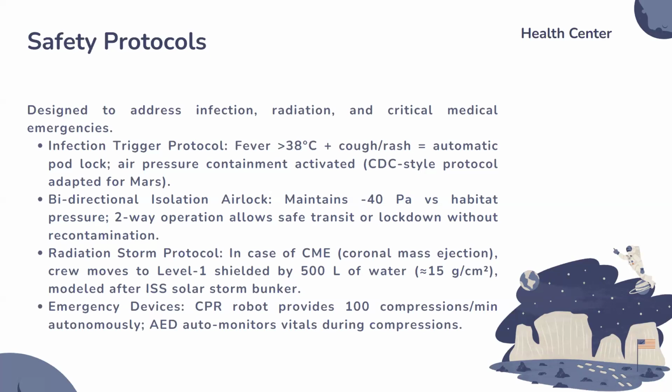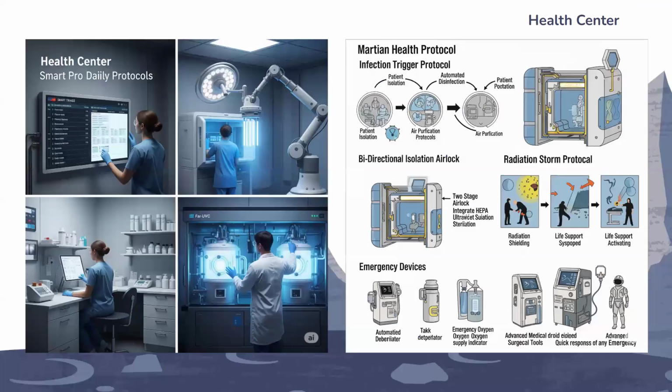Then comes the bidirectional isolation airlock, which is a key feature here. The airlock maintains around minus 40 Pascal pressure differential compared to the main habitat, ensuring that any airborne pathogen cannot escape the contaminant zone. And bidirectional here means the crew and equipment can still enter and exit, but always through a sterilization cycle, as it is very clear in the picture here.